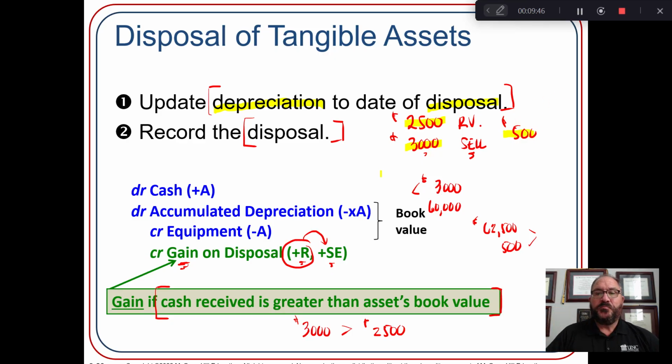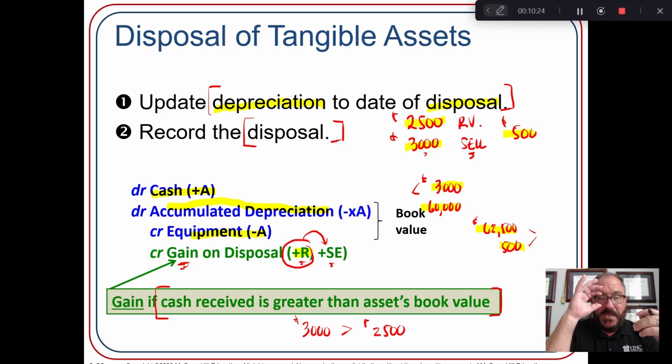So what would happen, here's what you would do. You would debit cash with the $3,000, right? That's what you got. You would take all the accumulated depreciation off the book. You would take the piece of equipment off the book, and then you would show the gain. So remember, gain, it's a type of revenue, right? But it's not from your, like I said, your traditional business, right? You're taking the asset off your books. You're taking the accumulated depreciation off your books, okay? So basically you made 500 bucks on the deal. So in this case, you have a gain.